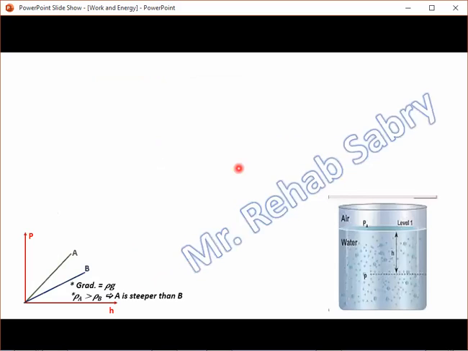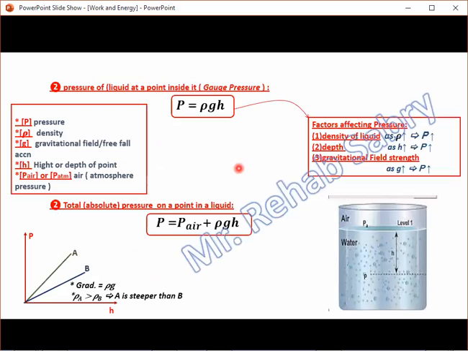Let's go back to this slide. Here, if we sketch the relationship between the pressure and the height, or the depth, the gradient of the line will be rho g, because the formula is rho g h.